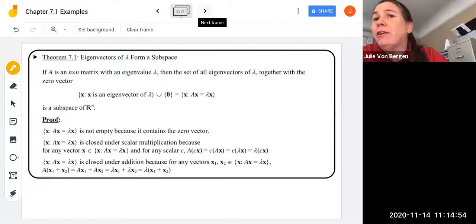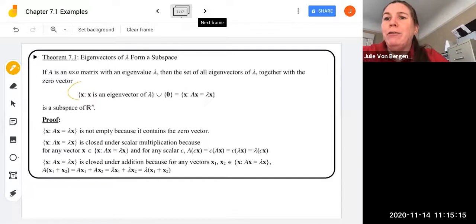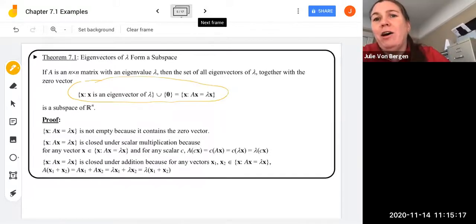So eigenvectors of lambda actually form a subspace. We're going to see that here in theorem 7.1. If A is an n by n matrix with an eigenvalue of lambda, then the set of all eigenvectors of lambda together with the 0 vector, because we need that 0 vector to be a subspace, form a subspace. So we say in mathematical set notation, this is all values of x such that x is an eigenvector of lambda unioned with the 0 vector. And so we say those are all the x's such that Ax equals lambda x, and those form a subspace.